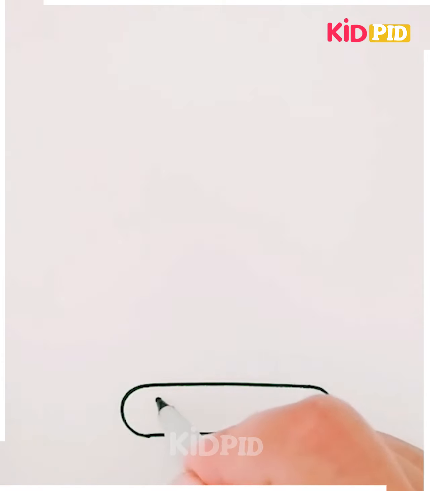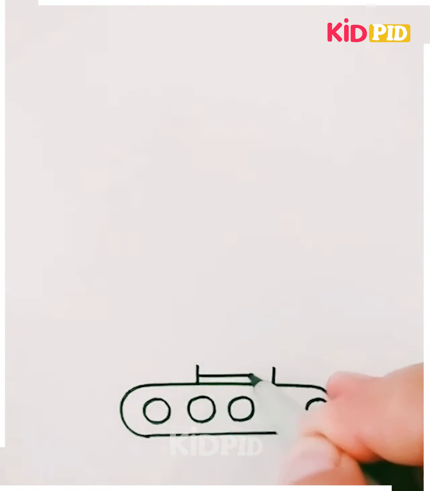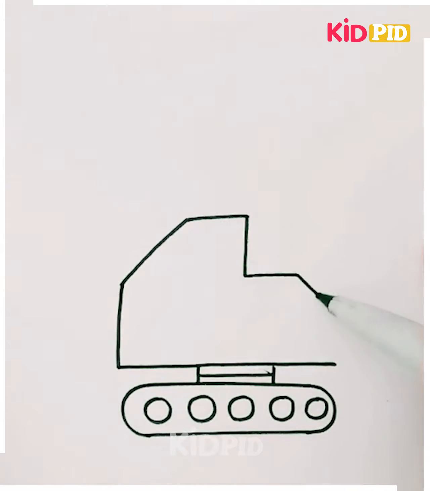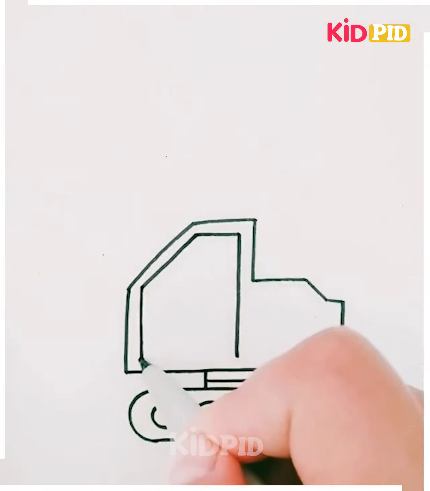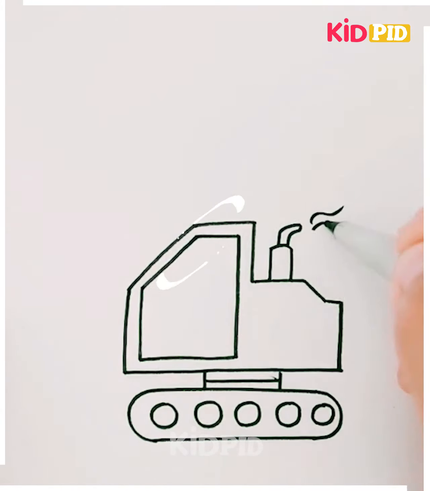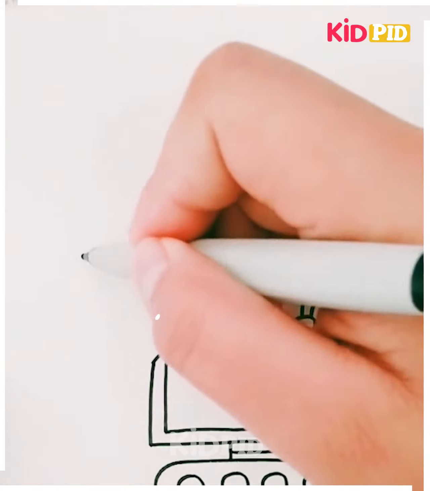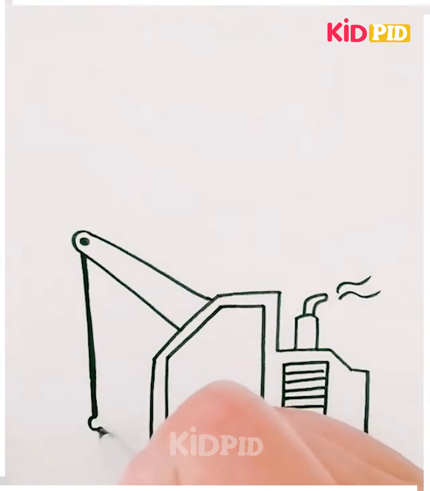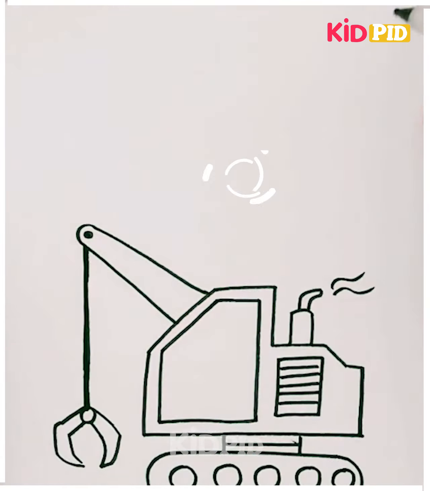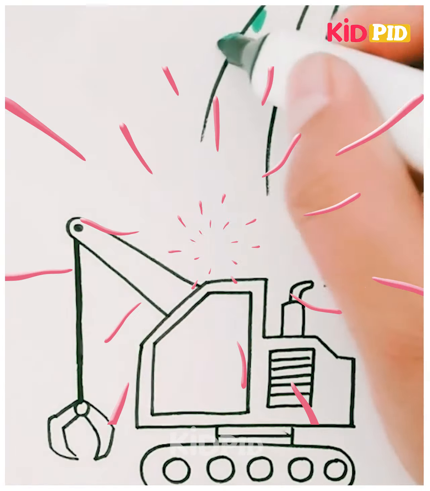So let's move on. Again I'm drawing wheels and the tires and then again I'm drawing a front part. So again a person will be sitting inside to operate the machines. So I draw the machine to remove or lift the ground parts, and here the leaves have been drawn.